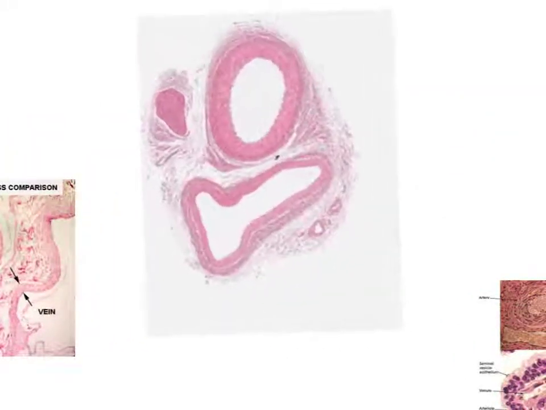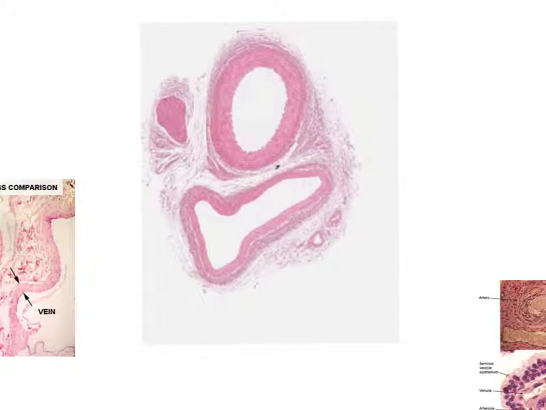So if we put that picture to one side and have a look at this one, you can see here that we have a much thicker wall here and a very obviously spherical shape, which makes this one here the artery and this one here the vein.